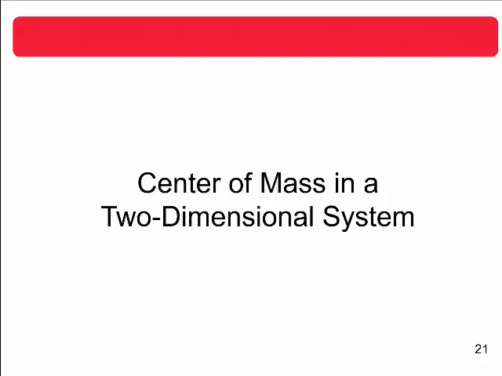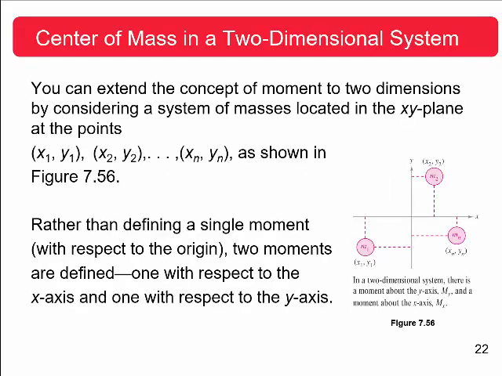All right, let's talk about center of mass in a two-dimensional system now. You can extend the concept of moment to two dimensions by considering a system of masses located in the xy plane at the following points. So now my masses aren't just on a number line here, they're actually in the Cartesian plane, right, with xy coordinates. So rather than defining a single moment with respect to the origin, two moments are defined, one with respect to the x-axis and one with respect to the y-axis.